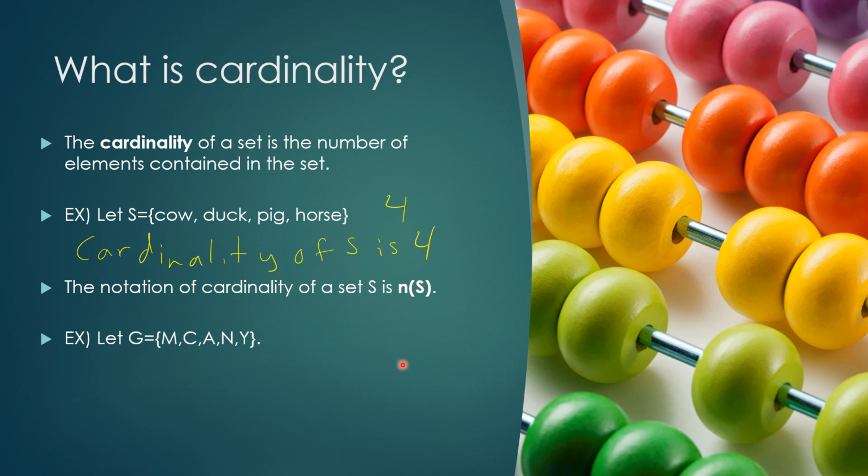So n stands for number, and the set inside the parentheses is the set that is given. So suppose we have G. G is the set that contains the elements M, C, A, N, Y. If I want to find the cardinality of set G, I would write n of G. By definition, it is the number of elements in the set. 1, 2, 3, 4, 5. So the cardinality of set G is 5. That's all cardinality is.